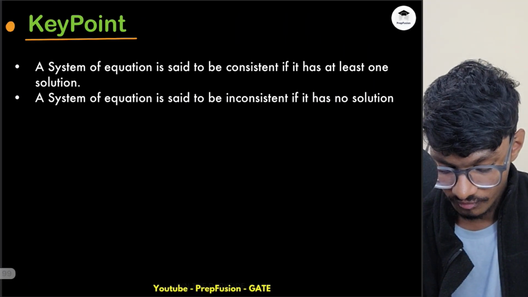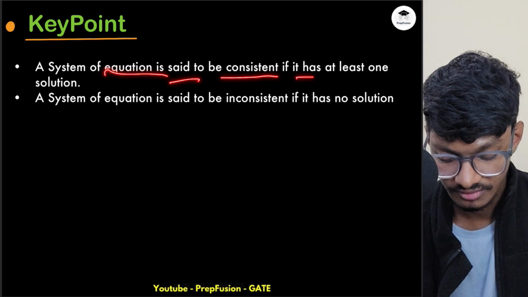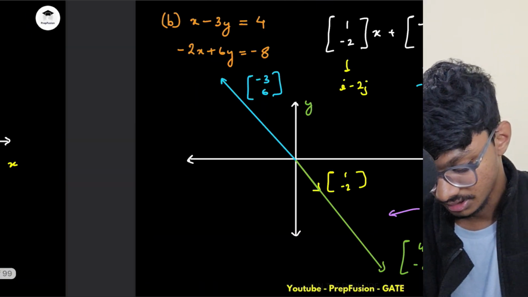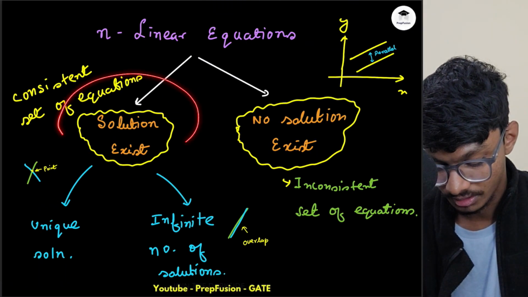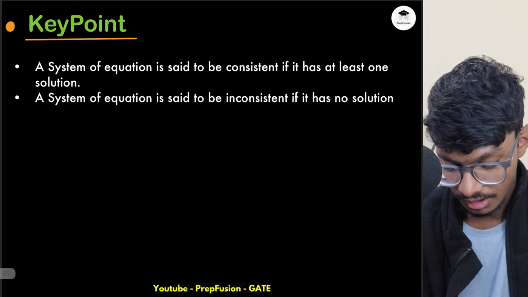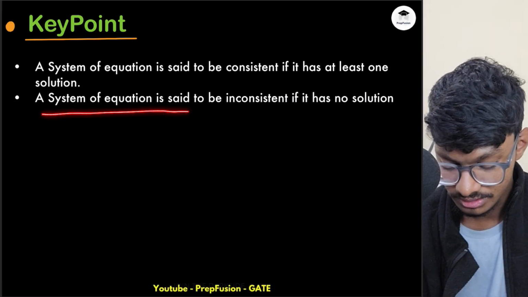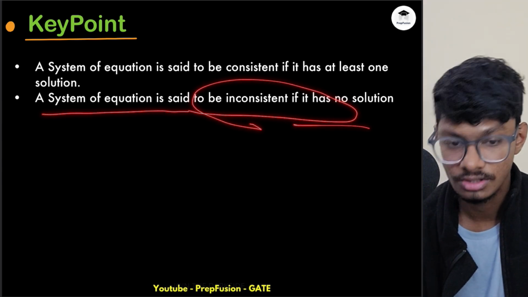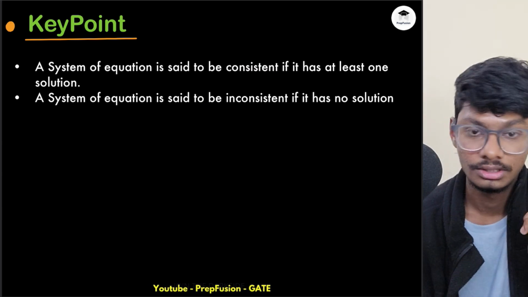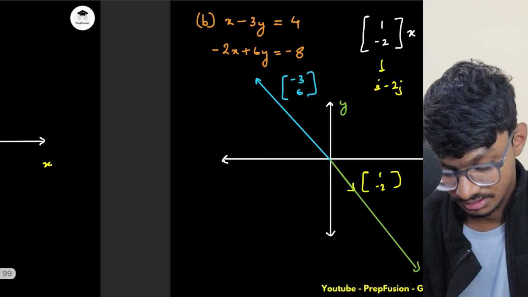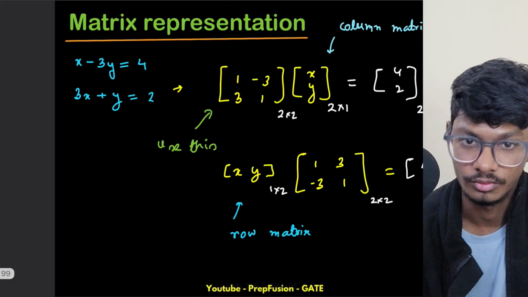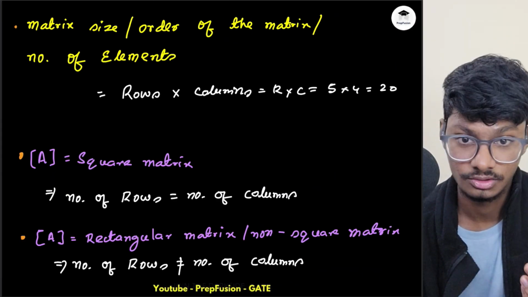So a system of equations is said to be consistent if it has at least one solution. If it has at least one solution, it is said to be consistent, as I told in the previous case where I bifurcated the three. It can have infinite solutions also. And a system of equations is said to be inconsistent if it has no solution. As I wrote over here, no solution, and it is an inconsistent set of equations.